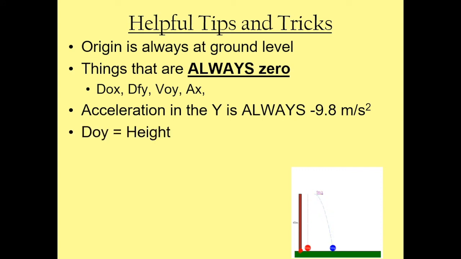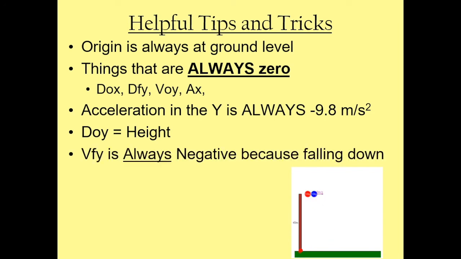DOY is always going to be our height. So anytime it says a building is blank meters tall, that's our height. That's going to be our initial distance in the y direction. So down here, if you can see this, it says 45 meters. That's talking about the height. That would be our DOY.